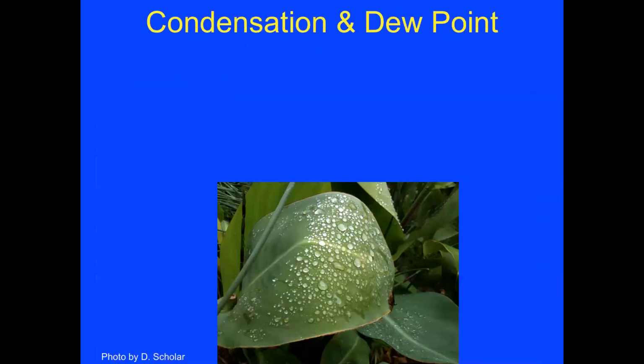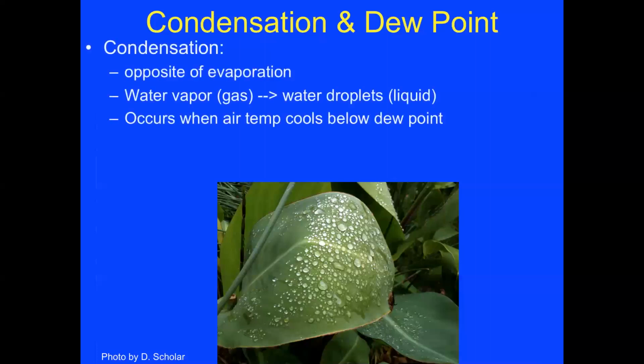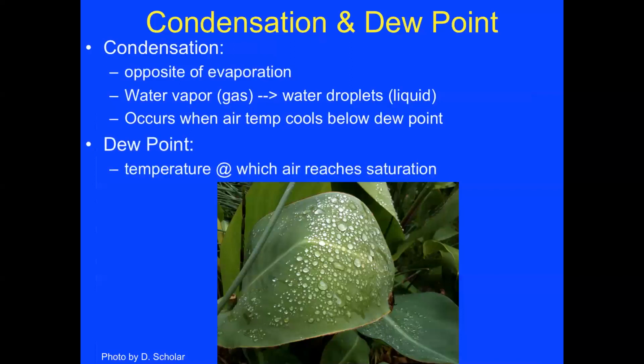Cooling air can bring unsaturated air to its saturation point. So this is what we refer to as condensation. Condensation is the opposite of evaporation. This is when water vapor in the gas state converts or turns into liquid water, actual droplets that we can see. Most of the time, condensation occurs when the air temperature cools below what we call its dew point. The dew point is the temperature at which air reaches its saturation.